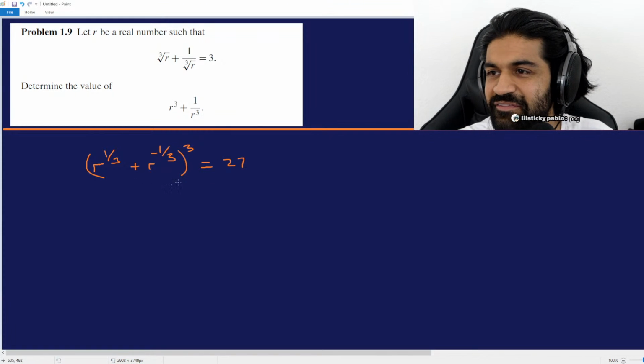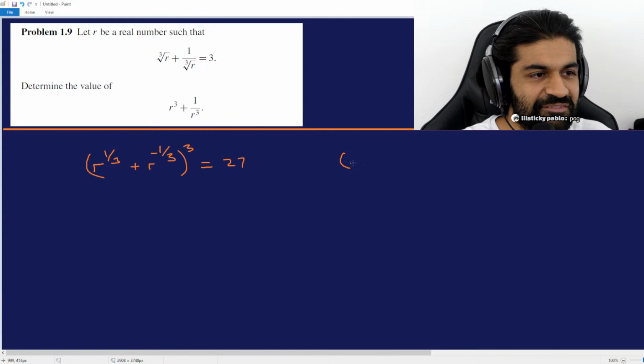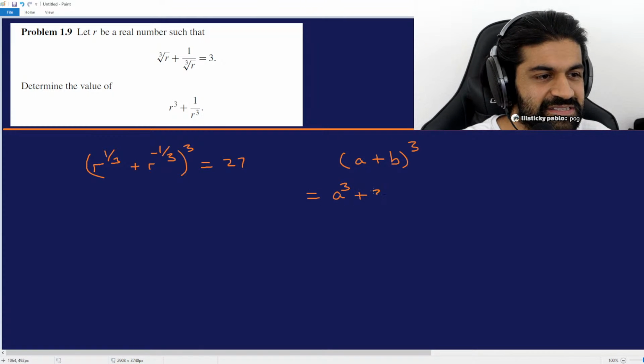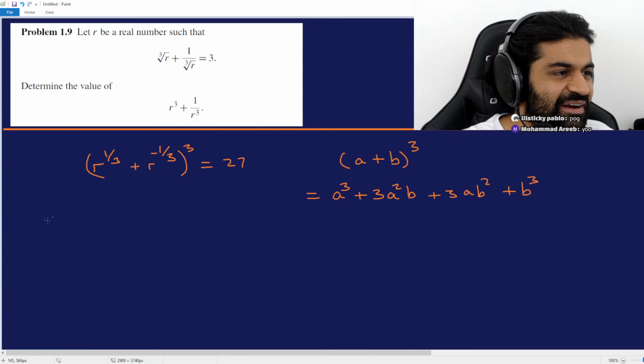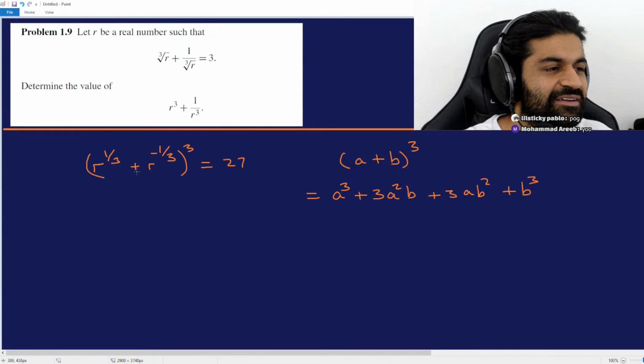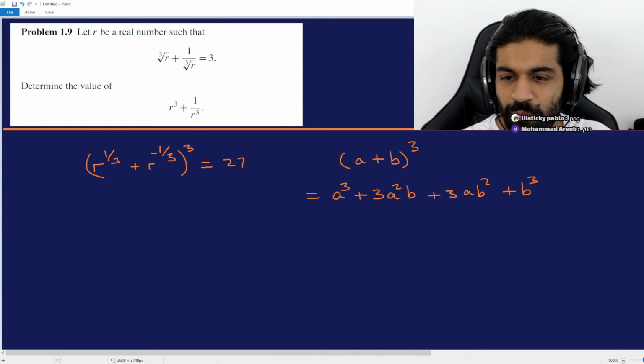Now, you would have to remember that if you wanted to do a plus b quantity cubed, this would equal a cubed plus 3a squared b plus 3ab squared plus b cubed, right? And applying this here would tell you that r to the 1/3 plus r to the negative 1/3.